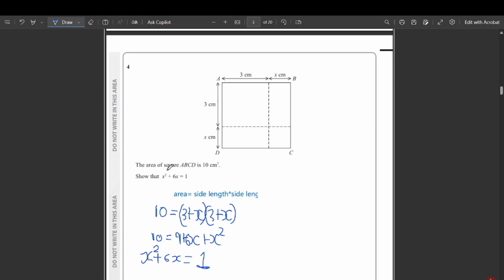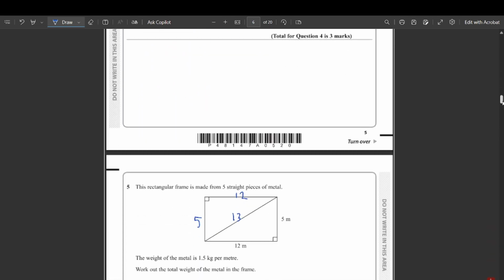And then the area of square ABCD is 10 centimeters squared. Show that x squared plus 6x equals 1. Now what you can do is that square is just the side length squared. So 3 plus x times 3 plus x. So you simply set that up as an equation. Expand the brackets, so 9 plus 3x plus 3x plus x squared. So you get 10 equals 9 plus 6x plus x squared. Then you simply minus 9 from both sides to get x squared plus 6x equals 1.